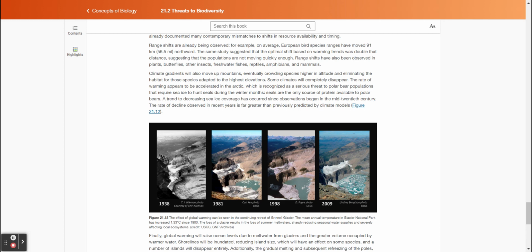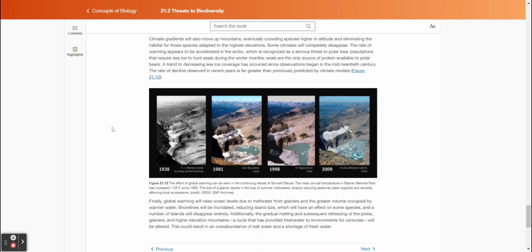Climate gradients will also move up mountains, eventually crowding species higher in altitude and eliminating the habitat for those species adapted to the highest elevations. Some climates will completely disappear. The rate of warming appears to be accelerated in the Arctic, which is recognized as a serious threat to polar bear populations that require sea ice to hunt seals during the winter months. Seals are the only source of protein available to polar bears. A trend to decreasing sea ice coverage has occurred since observations began in the mid-20th century. The rate of decline observed in recent years is far greater than previously predicted by climate models.